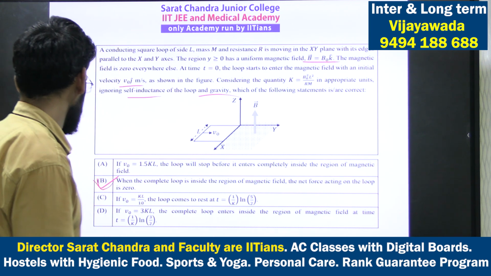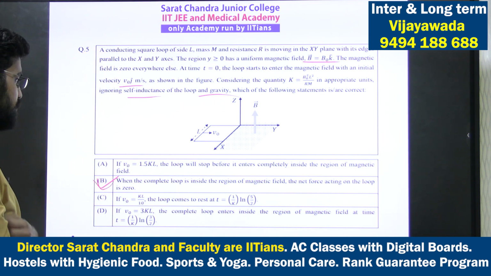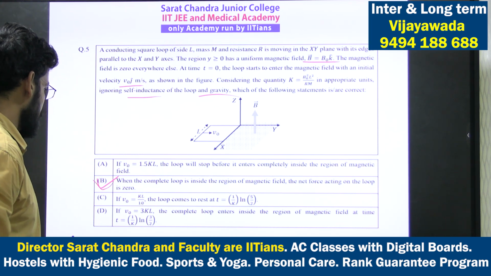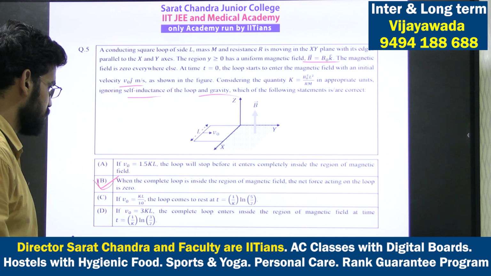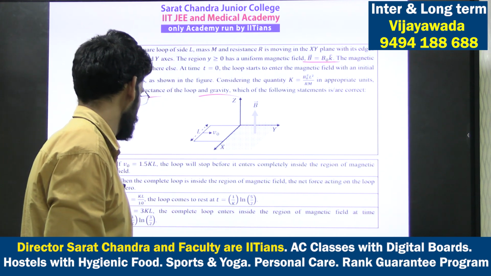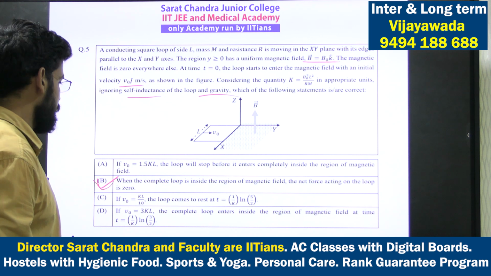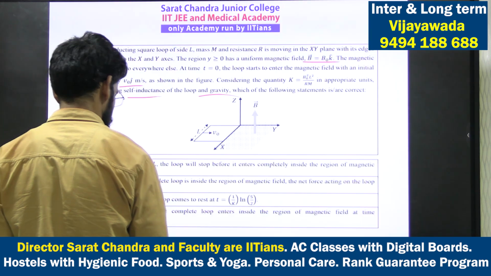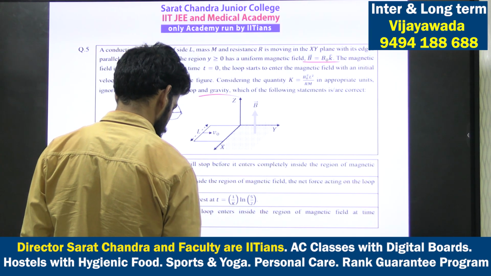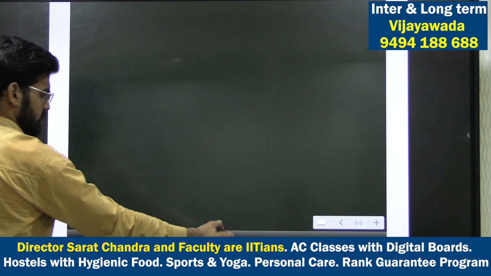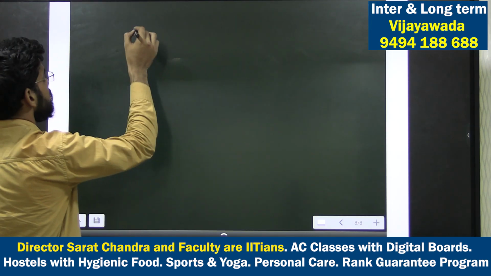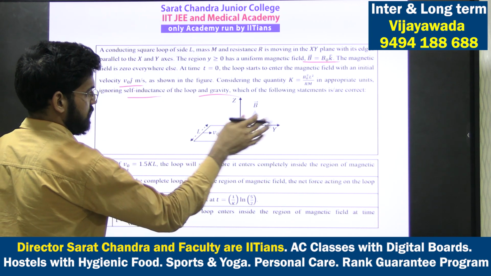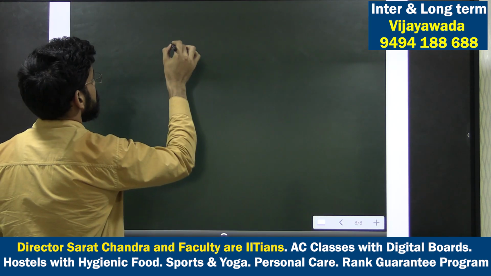Now, if you see the A option, V0 is given, the loop will stop before it enters completely inside the region of magnetic field. And C option says the loop comes to rest at t equal to this particular value. For that, how will you calculate? First of all, let's let it enter a little bit. Okay, you draw the diagram, that this x-axis is outside, so z, y. Okay, fine. Let's draw it like this only.